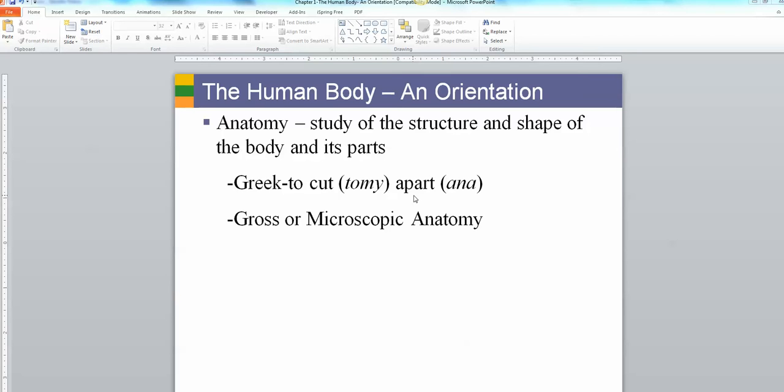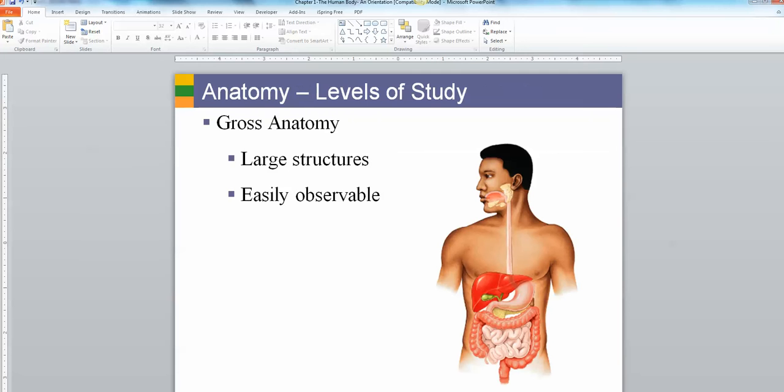Now we can talk about anatomy from a gross perspective or from a microscopic perspective. Gross anatomy is the study of large structures that can be easily seen with the naked eye, such as teeth, hair, facial features, visceral organs such as the liver or the large or small intestine, stomach, etc.